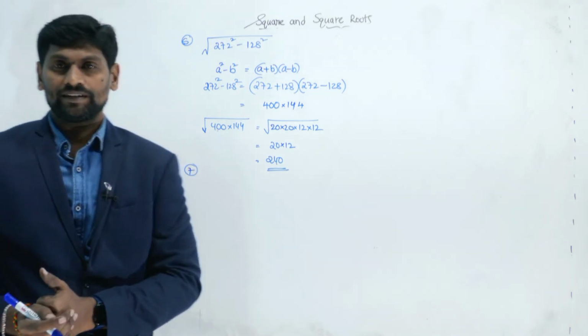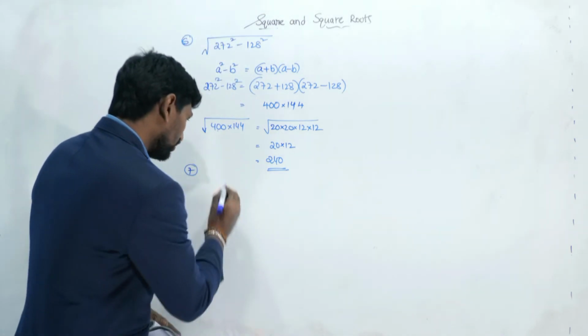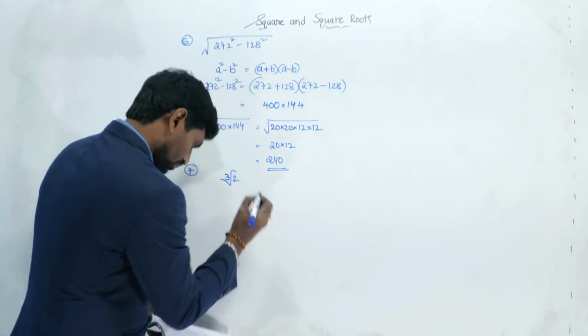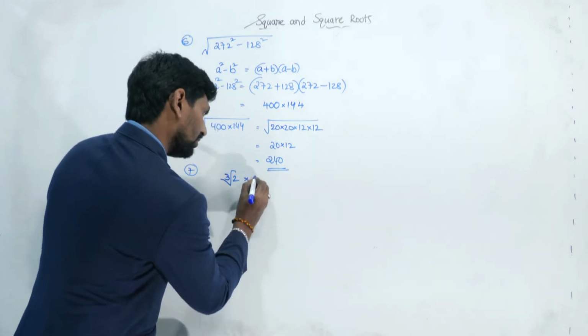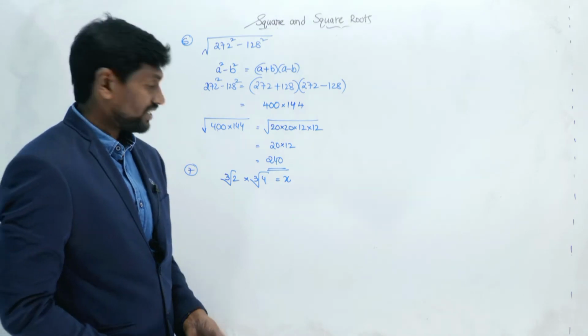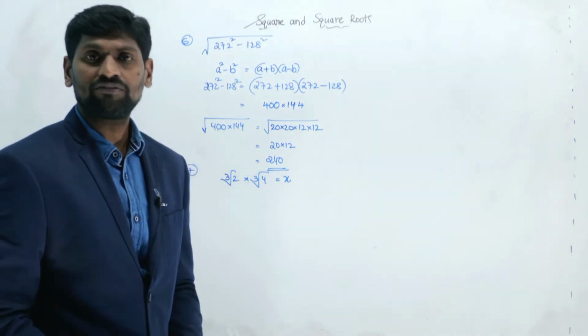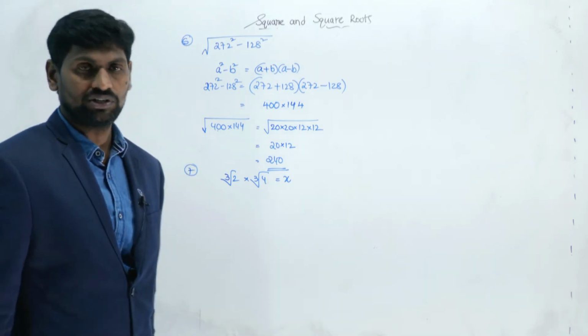Problem number 7. The 7th question: if cube root 2 into cube root 4 equals x, this is the condition given. Then find the value of x. The x value we need to find.